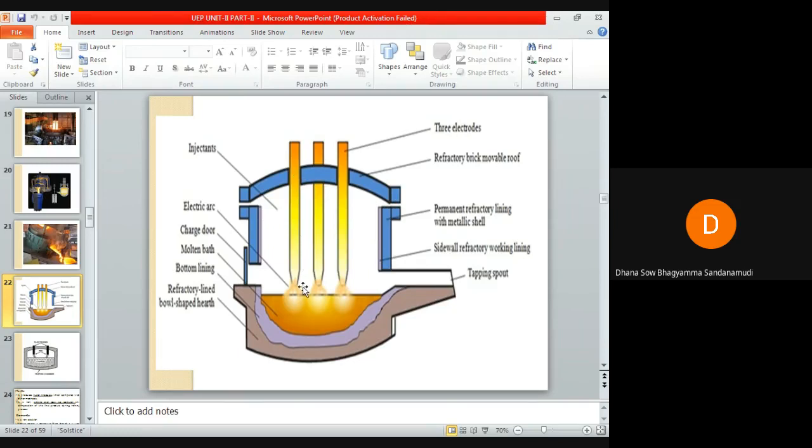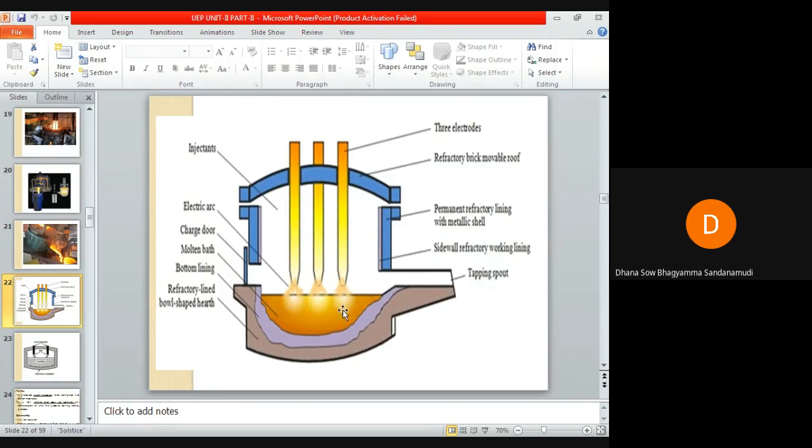The current passes through them via the charge, and since the arc is in direct contact with the charge, this is the arc, you can see it glowing here. You can see it written here, electric arc. So since the arc is in direct contact with the charge, it is possible to produce the highest temperature by direct arc furnace.